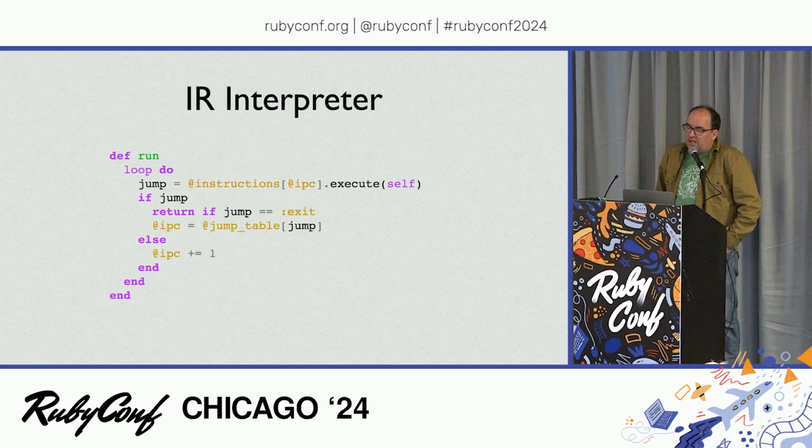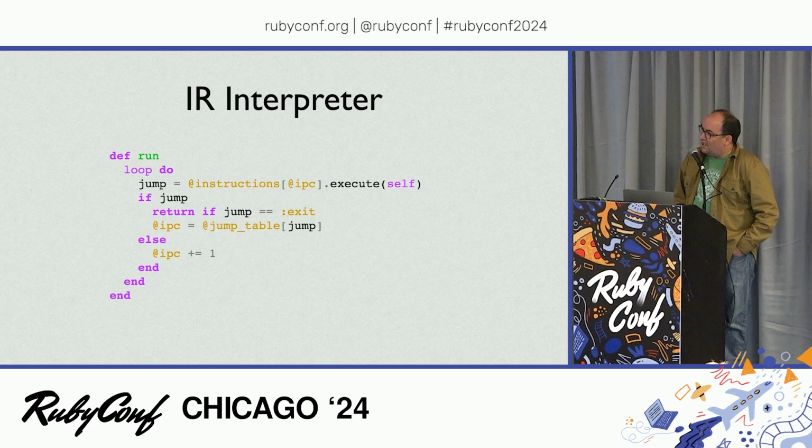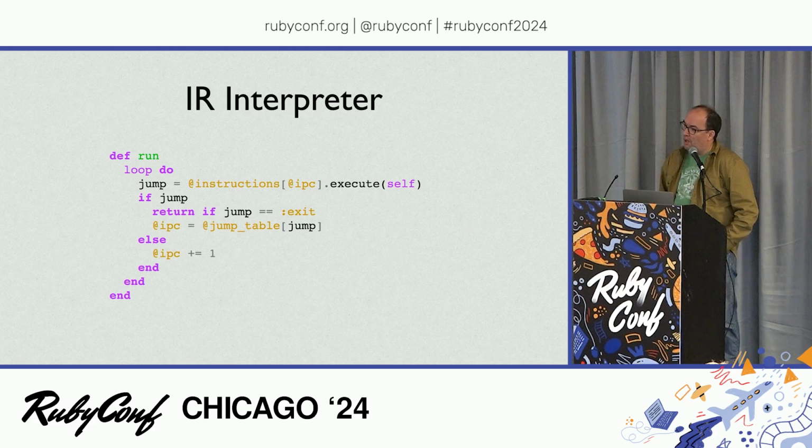And if we look at our new interpreter, we now have this instructions list that's indexed with this program counter, and it gets the instruction, it executes it, and if flow control changes, it returns something that we can then use to look up in a jump table for the next index that we should execute from. And if not, it just increments the program counter and does the next instruction.